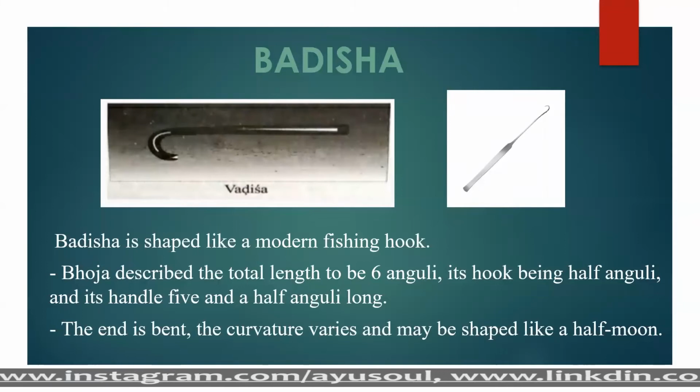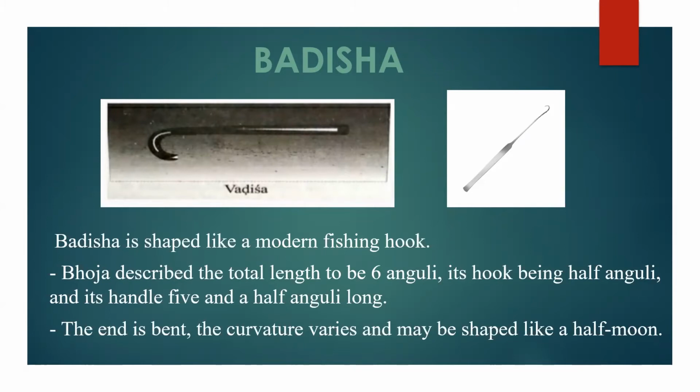Badish, it is a modern hook. As per Acharya Bhoj, the total length is 6 anguli, hook being half anguli and handle 5.5 anguli long. The end is bent, the curvature varies and may be shaped like a half moon.